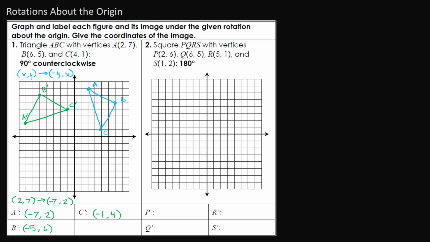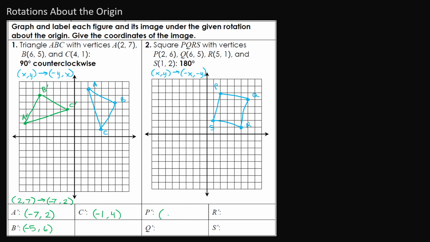One more example. Square PQRS with these vertices rotated 180 degrees about the origin. Let's plot my points. P is at (2, 6). Q is at (6, 5). R is at (5, 1). And S is at (1, 2). Here's my lovely square. And if we're rotating 180 degrees, either direction, doesn't matter if we're rotating clockwise or counterclockwise, it'll be the same angle. It's a straight angle. That means we're taking the coordinate (x, y) and making it (negative x, negative y), just changing the signs of the points.